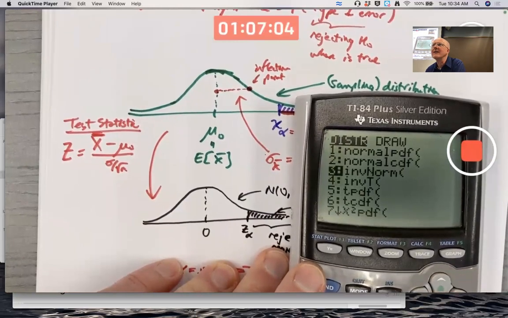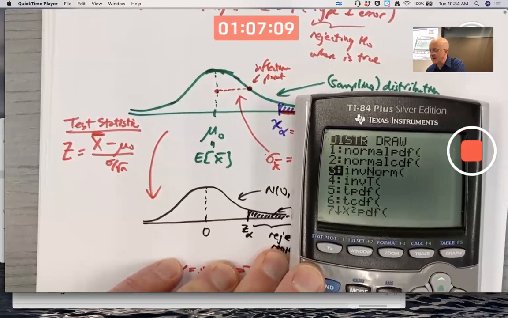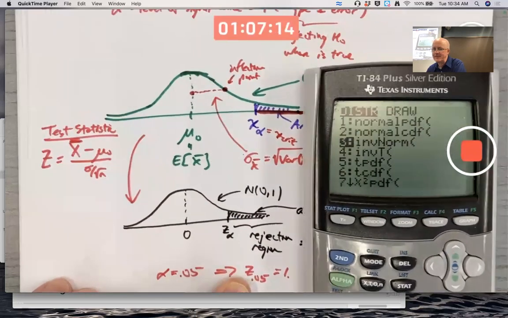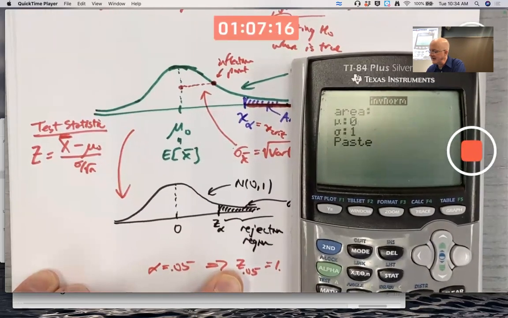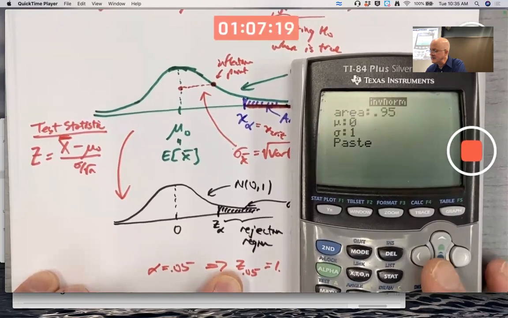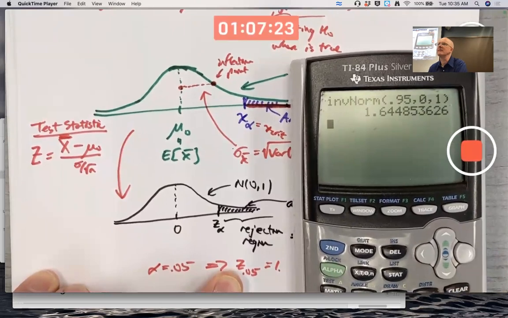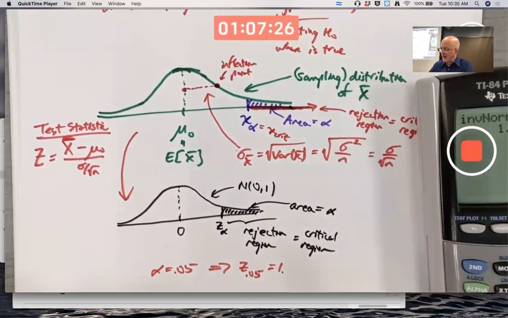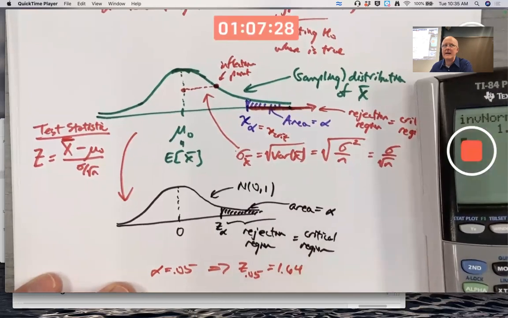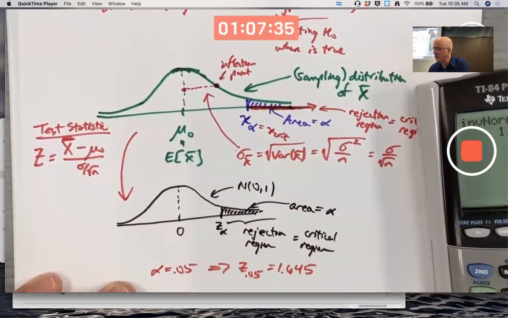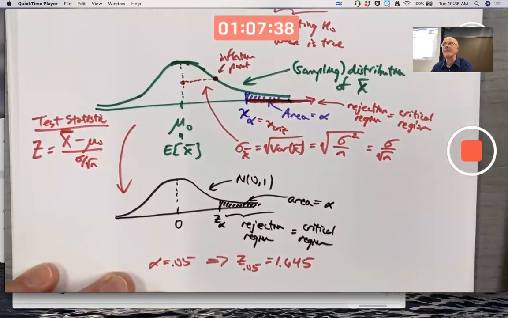Inv norm, right? We're after effectively percentiles here. We're after the 95th percentile there. 0.95, mu is 0, sigma is 1. Yeah, about 1.645, I guess, right. It rounds closer to 1.64. If you use the table, you typically either round to 1.64 or 1.65. But if you want 3 decimal places of accuracy, 1.645 is what to use there.